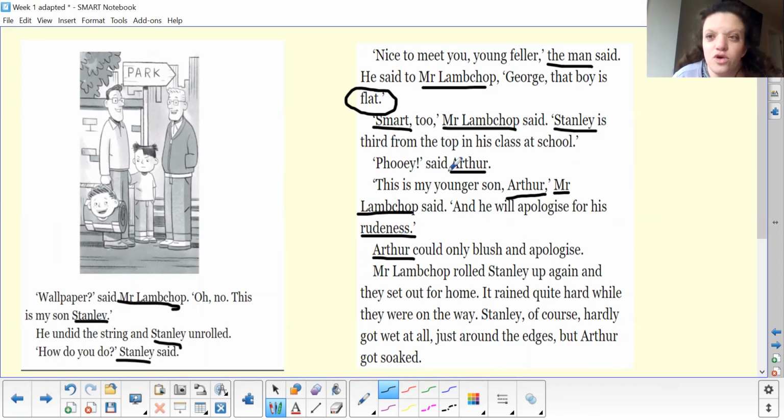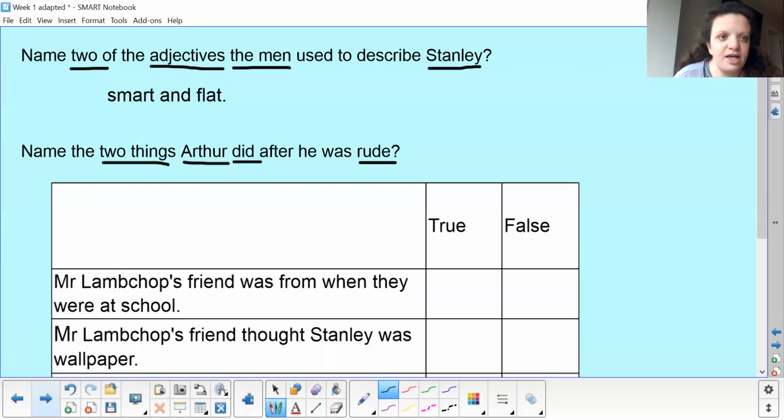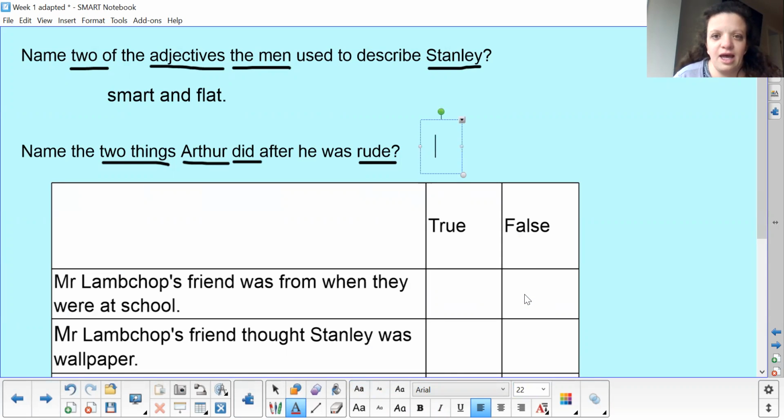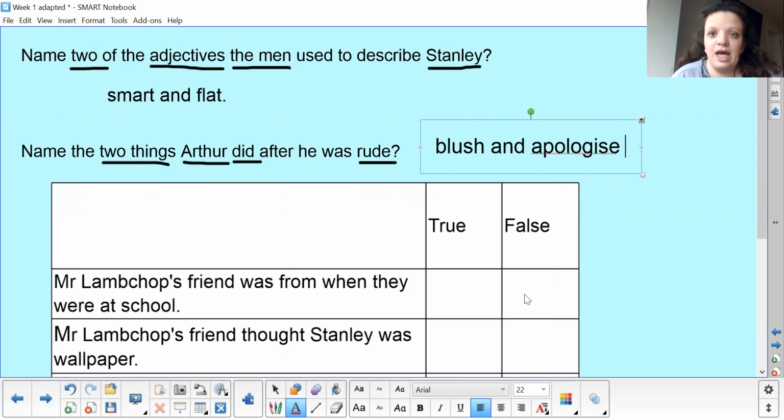Right, okay. Phooey, said Arthur. This is my younger son, Arthur, Mr. Lambchop said, and he will apologise for his rudeness. That's one thing he's got to do after he was rude, apologise, but let's see if he does do it. Arthur could only blush and apologise. So they're the 2 things that he did, blush and apologise. Remember from yesterday, blush means to turn red and apologise means to say you're sorry.